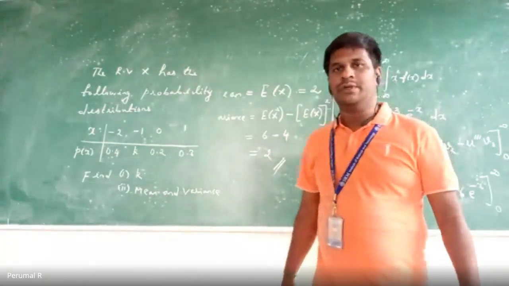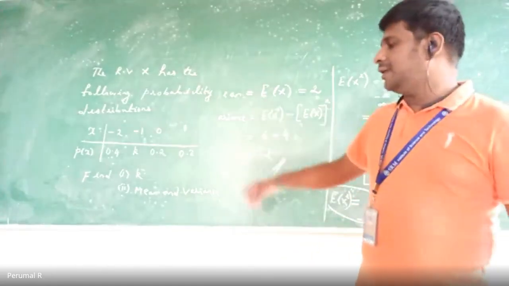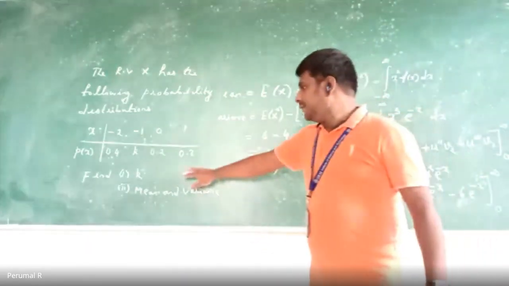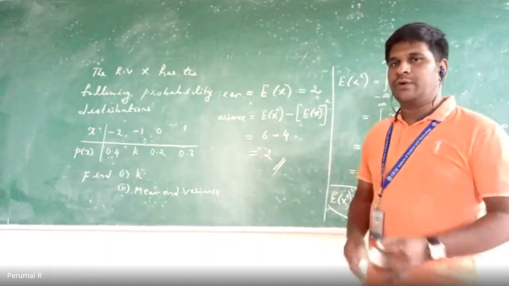So one by one you can do. Already you know that very well. Therefore you can find out the value for K, mean as well as variance. Okay, so one by one you can do.